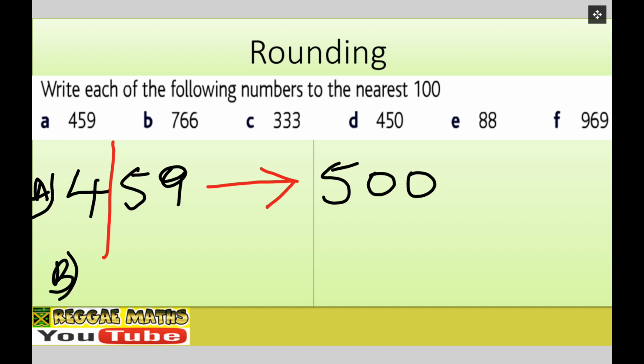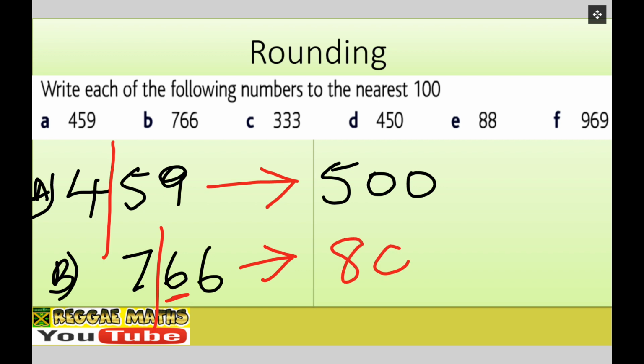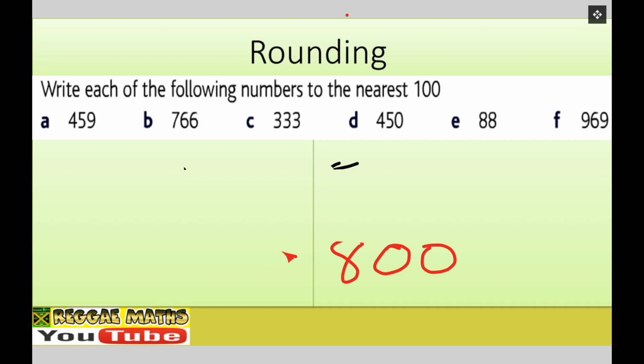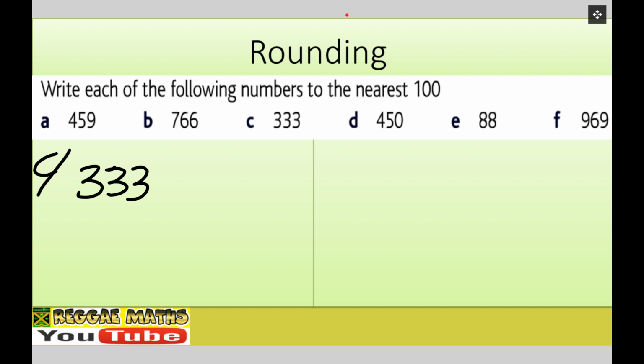Looking at B, we got 766. Again, draw my line between the 100 and the 10. You can see here it's a 6, so it's 5 or more. It's more than 5, so now we got 800. Looking at C, we got 333. Draw my line between the 3's here. It's below 5, so the answer is 300.